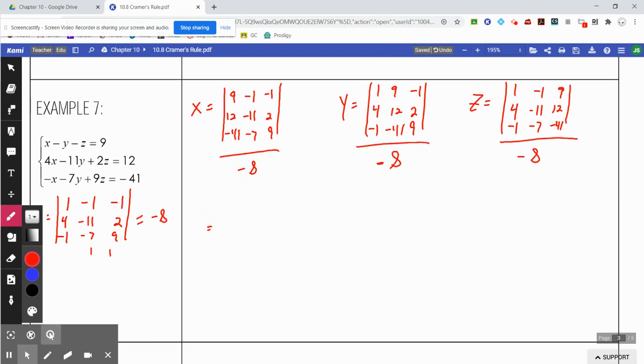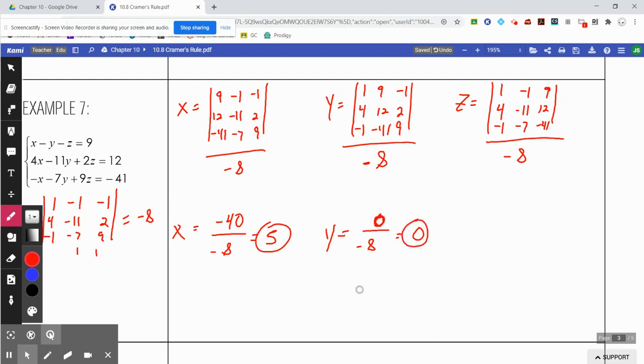Your X value is going to be negative 40 on top and negative 8 on bottom, which is 5. Your Y value is going to be actually 0 divided by negative 8, which is fine because the 0 is going to be the determinant on top, which gives you a value of Y of 0. And then Z is going to be 32 as the determinant on top over negative 8, which is negative 4. So your solution is 5, 0, negative 4.